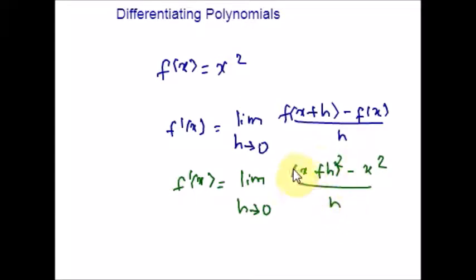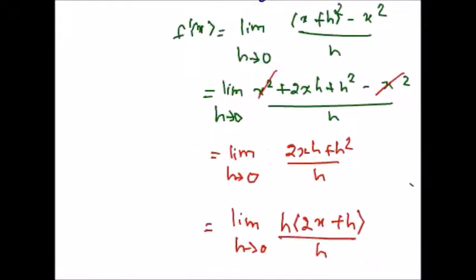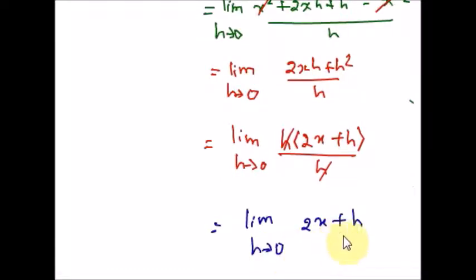Now you can expand this, a plus b the whole square is a square plus b square plus 2ab. X square and x square get cancelled out and you will be left over with 2xh plus h square. You can also take h as a common factor outside and cancel it out with the denominator. Now apply the limit, h tends to 0, so you'll be left over with 2x. Hope you're clear with this concept. So this is what we get if we find the derivative of a quadratic function.